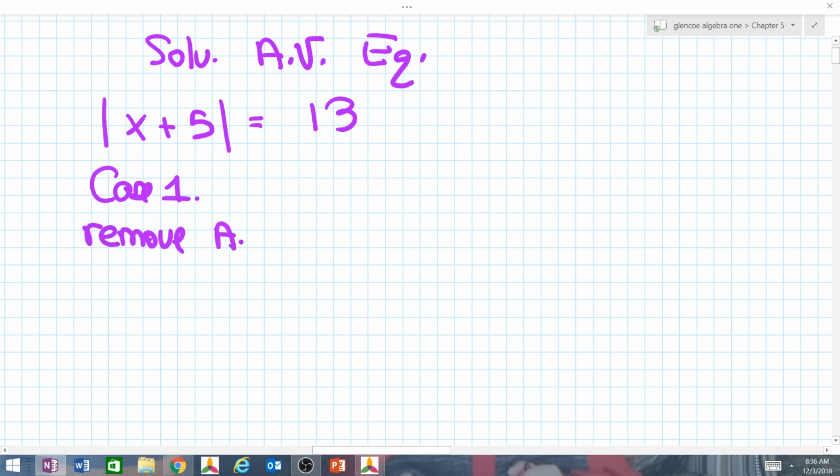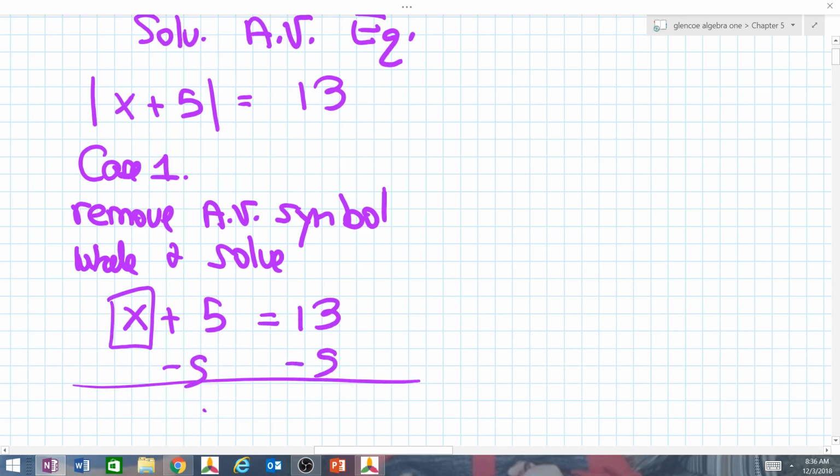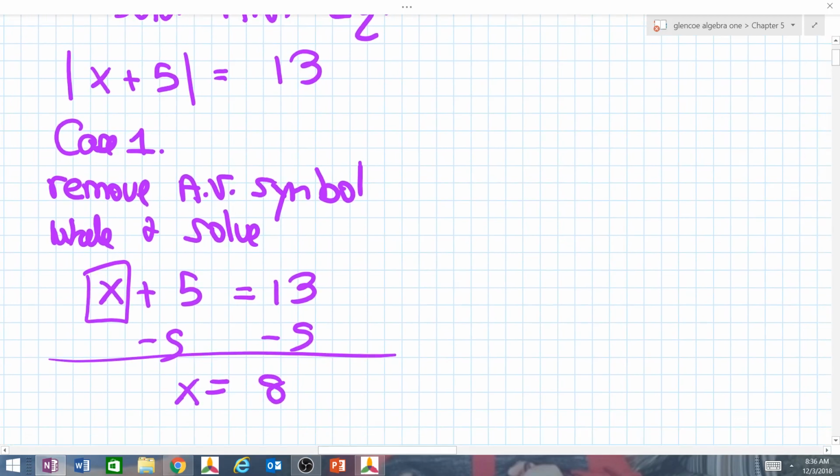Remove the absolute value symbol, write, and solve. So case number 1 is always the easiest case to remember, whether we're solving an absolute value equation or an absolute value inequality. Remove the absolute value symbol, and this becomes x plus 5 equals 13. We know we want to solve for x, so we subtract 5 from each side, and what do we get? X equals 8. Okay, so that's case 1.